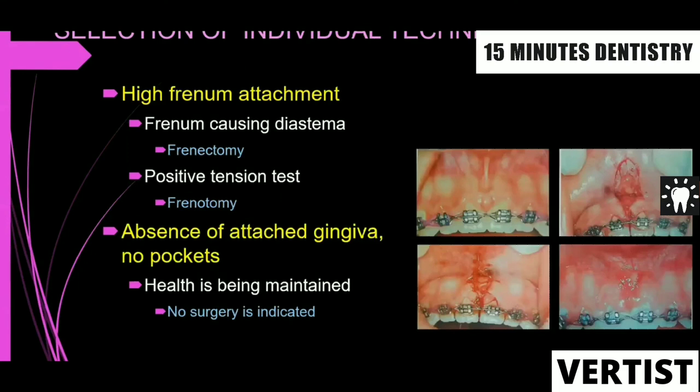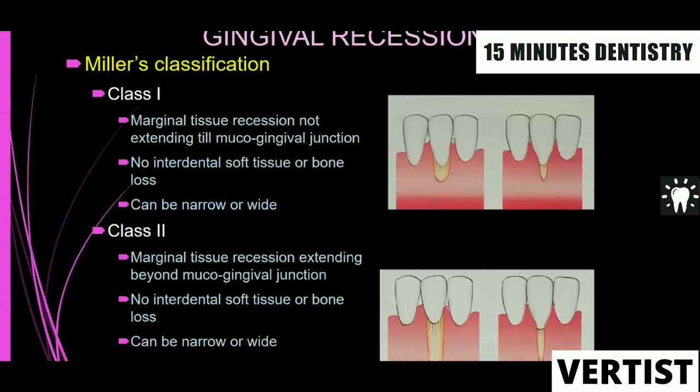Whenever there is a high frenum, either you can go for the frenectomy when there is a frenum which is causing the diastema, or there is a positive tension, you can just go for the frenotomy. It's just a relocating of the frenum. With absence of attached gingiva, no pockets, and health maintained, you need not go for the surgery.